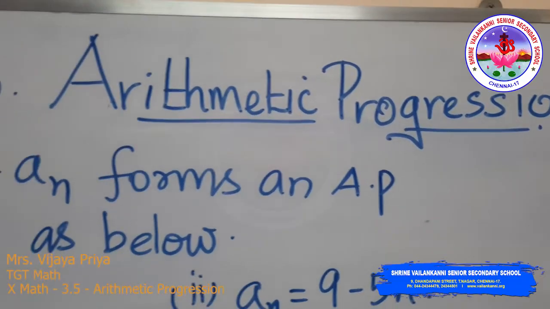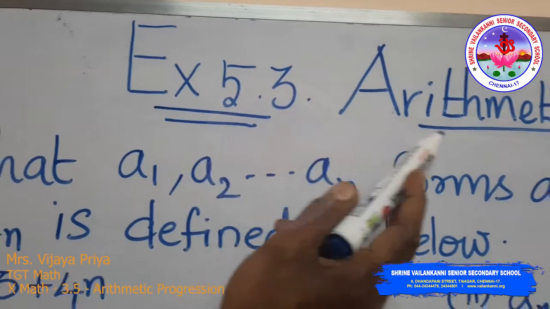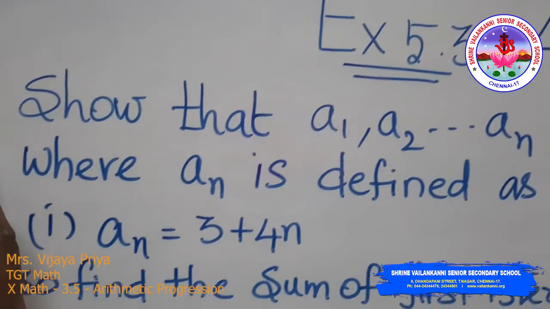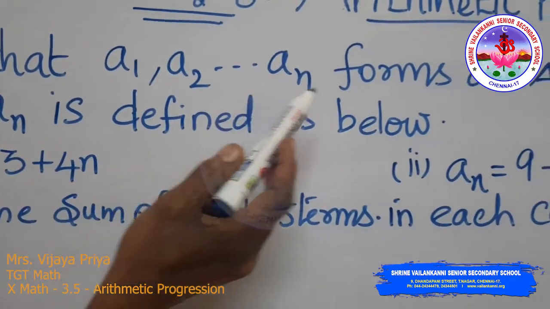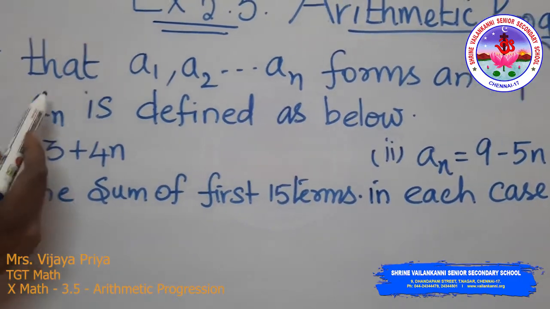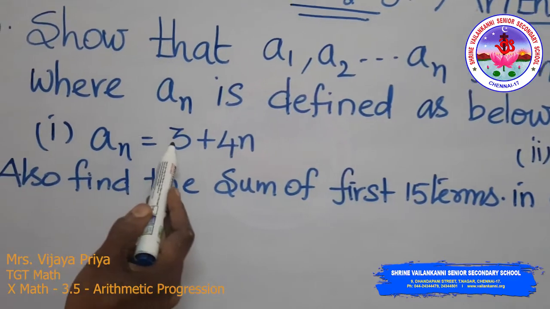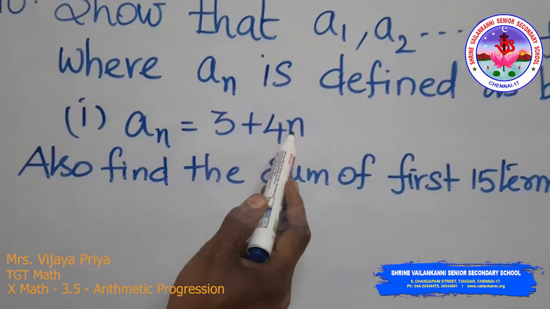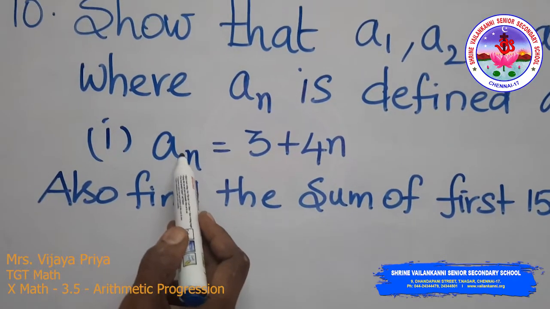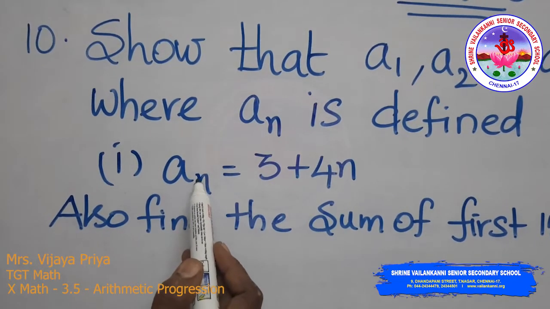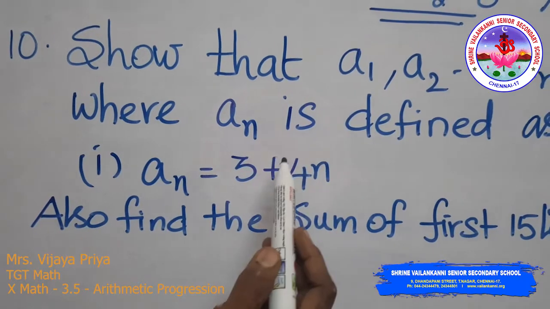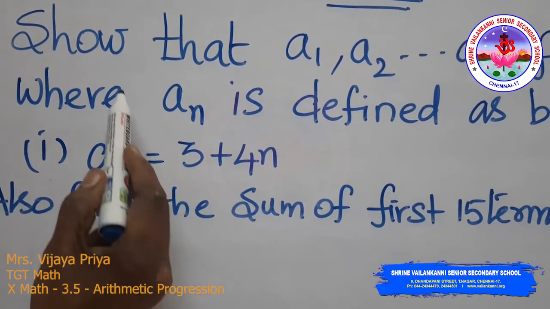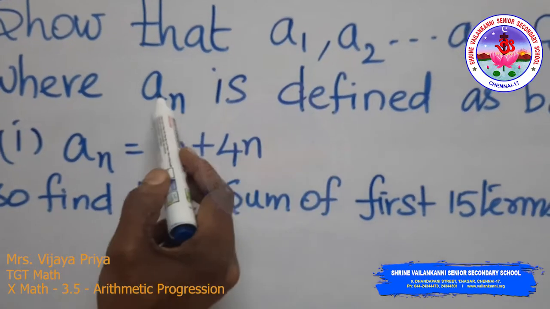Hello students, coming back to exercise 5.3 in arithmetic progression, 10th problem. Show that a1, a2, etc., an forms an AP where the nth term is given as an = 3 + 4n. So we want to put the values n = 1, 2, 3, etc. and find out the sequence. And after finding the sequence, we want to check whether the sequence forms an AP.